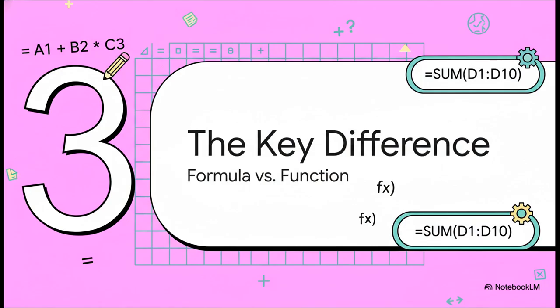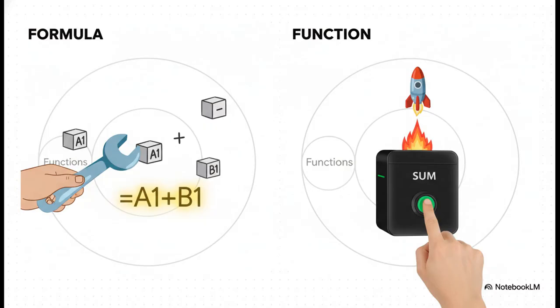So this brings us to the whole point of this explainer. What is the actual fundamental difference between these two powerful tools? Okay, here's the main takeaway. A formula is a calculation that you create from scratch. It's your own custom instruction. A function is a ready-made built-in formula that the software already knows. So the key thing to remember is that all functions are formulas, but not all formulas you write are functions. A function is just one of the super specialized power tools in your spreadsheet toolbox.